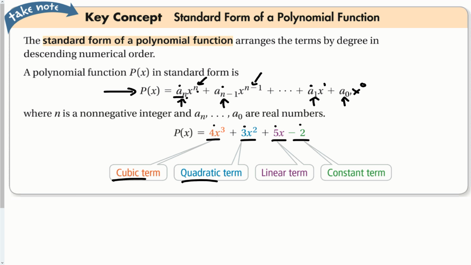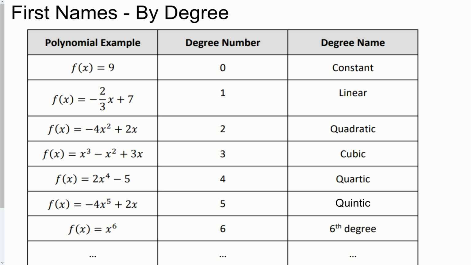And notice that these all have special names. In fact, polynomials get 2 names. And we name them first by degree. So if the degree number is 0, that is called a constant.